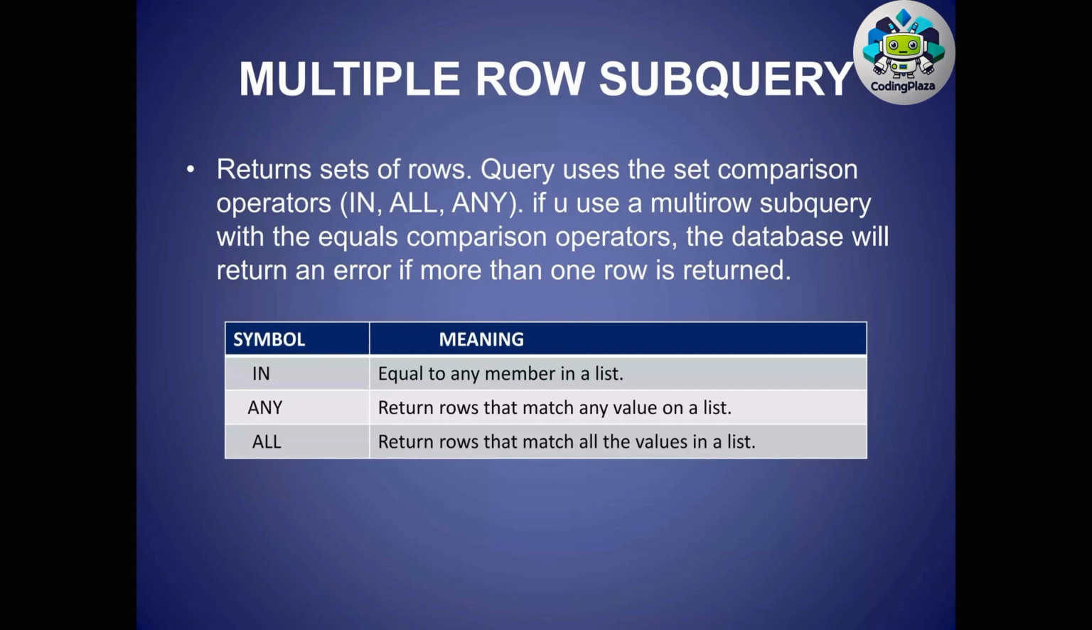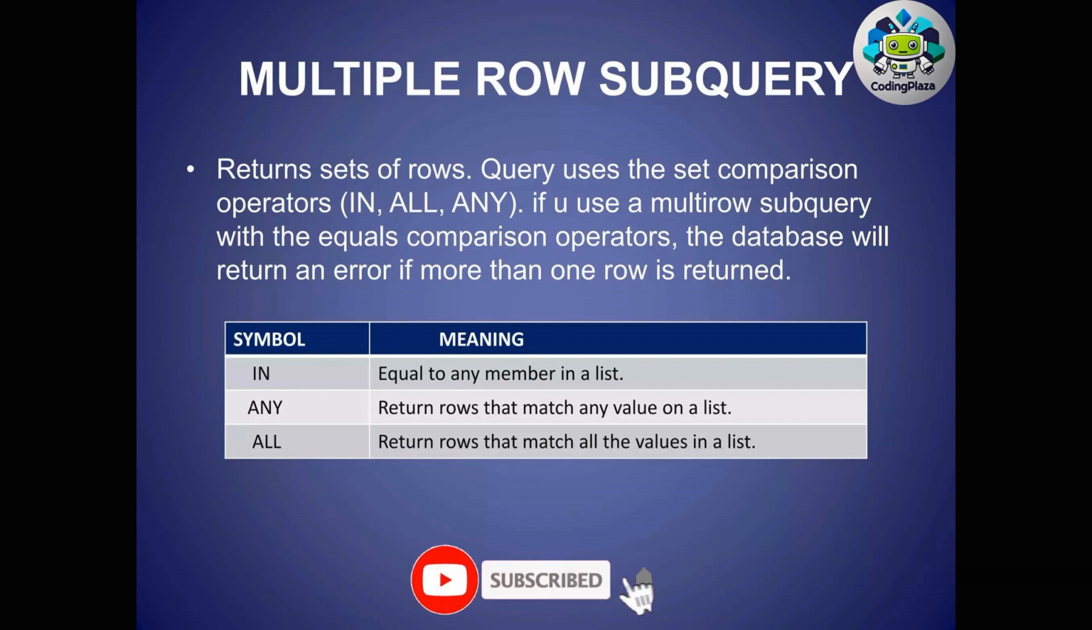If you use a multi-row subquery with the equals comparison operator, the database will return an error if more than one row is returned. So if you use a multi-row subquery with an equals operator, it won't accept it. You have to use the comparison operators like less than, greater than. Whenever you use those, only one value is required.